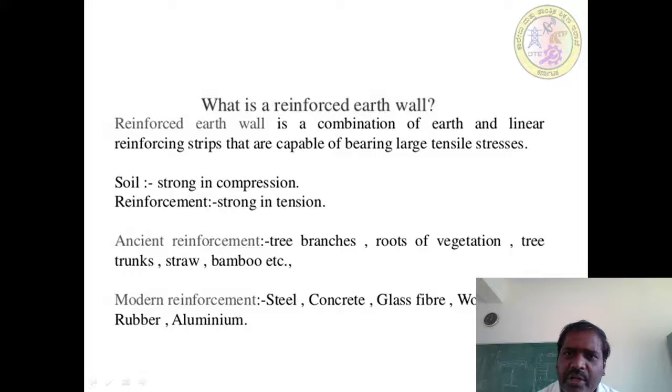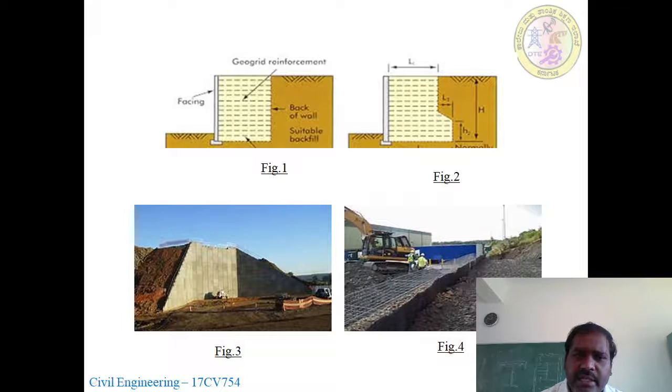So actually, what is a reinforced earth wall? It is a wall that is a combination of earth and linear reinforcing strips that are capable of bearing large tensile stresses. See here, we have provided the geogrid reinforcement strips to the wall. In figure 3 we are providing the strips, and in figure 4 we are providing the mesh.